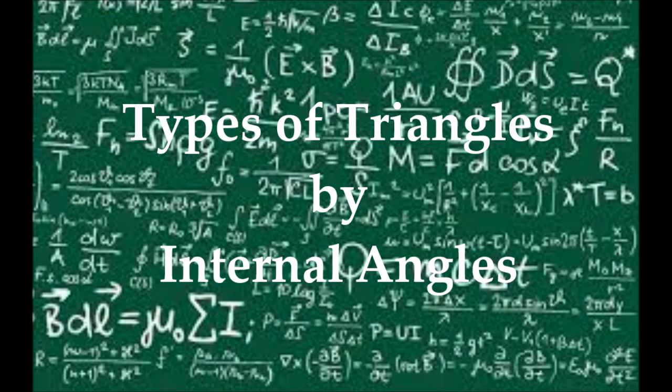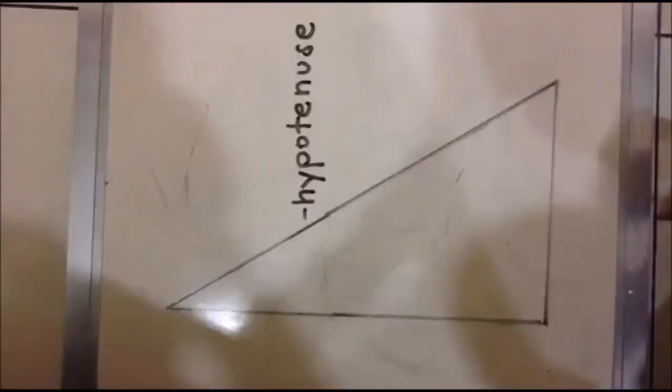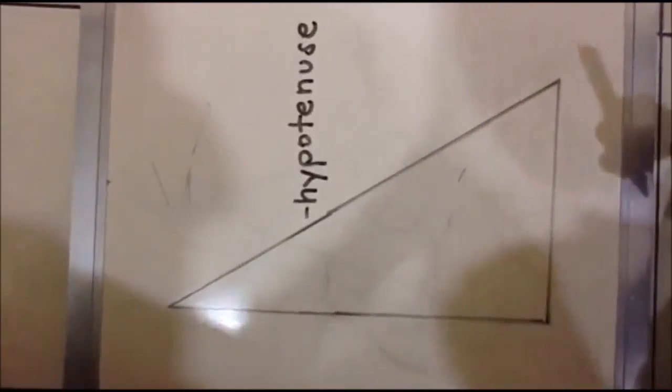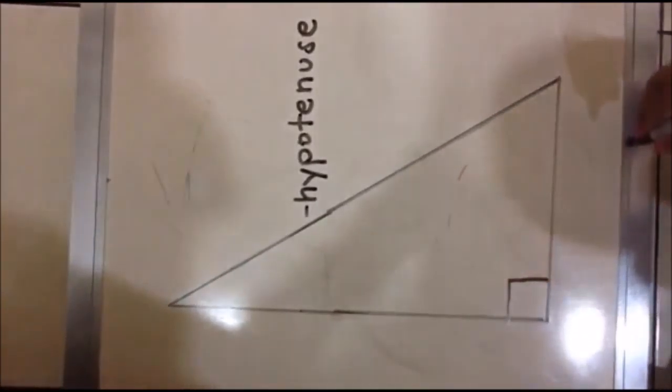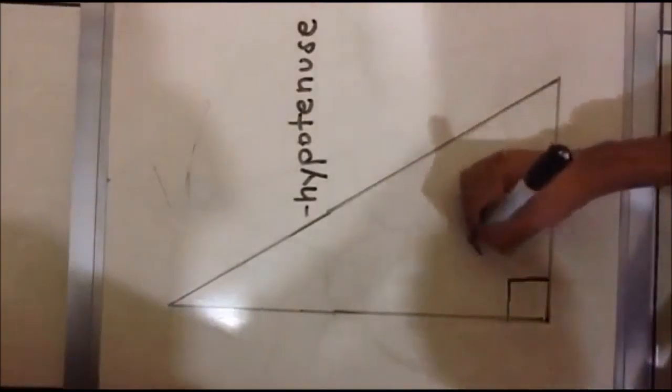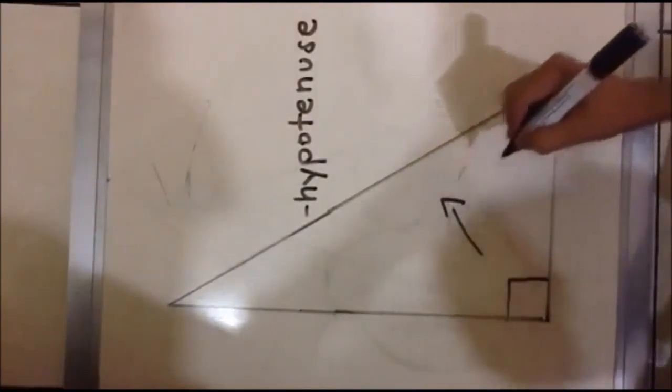Types of triangles by internal angles. Right triangle. A triangle that has an interior angle measuring 90 degrees. The side opposite to the right angle is called the hypotenuse, the longest side of the triangle.